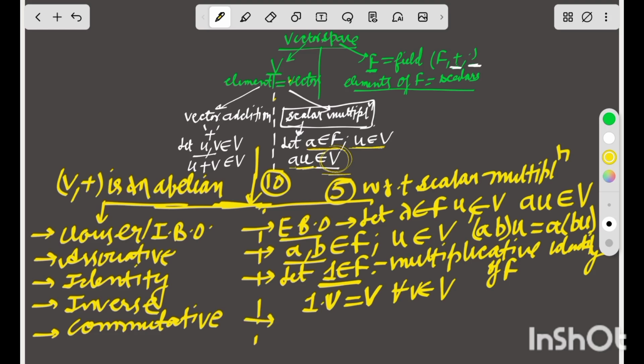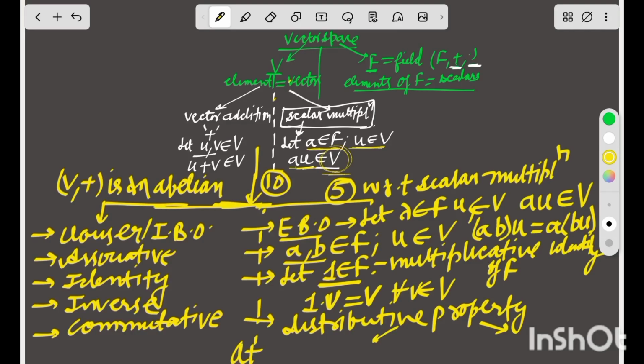Fourth is not the inverse property. Fourth is the distributive property. Here we have distributivity from the left-hand side and from the right-hand side. That is, (a plus b) of u is equal to au plus bu, and a of (u plus v) is equal to au plus av.